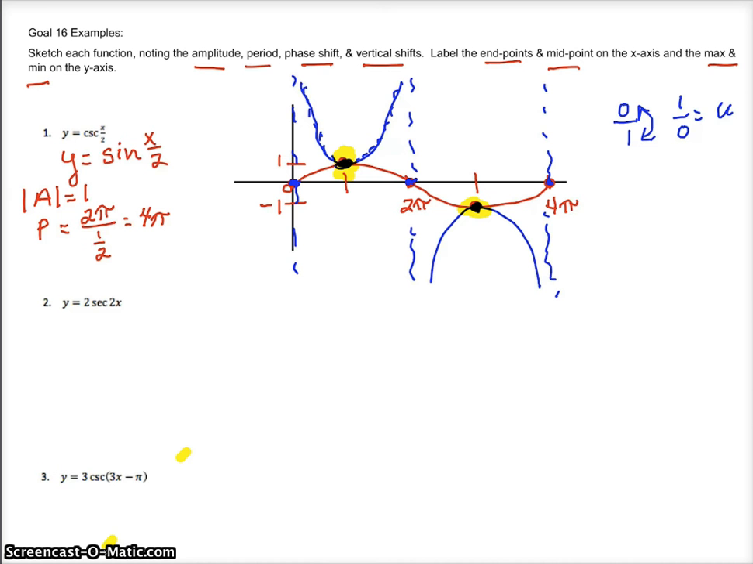All right, let's look at number 2. Example number 2, y equals 2 secant 2x. So we know that secant is the reciprocal of cosine, so we will first sketch 2 cosine 2x and use that to sketch secant. Please pause the screencast, find your amplitude, period, phase shifts, vertical shifts, sketch the cosine, and then turn it back on to check your work.